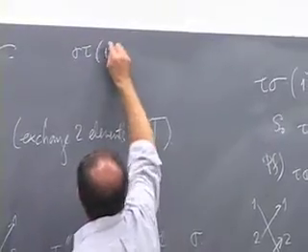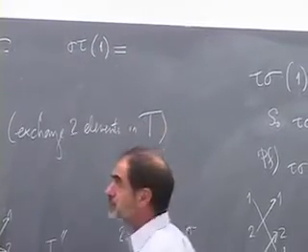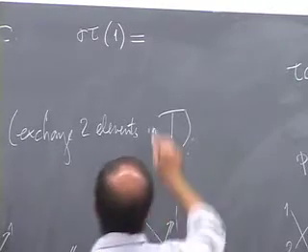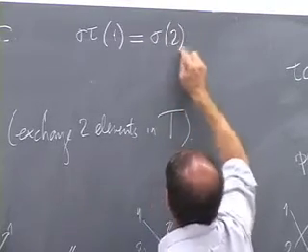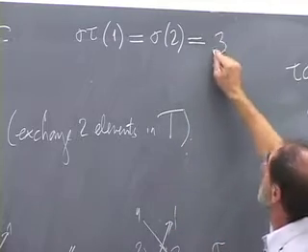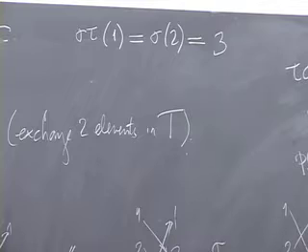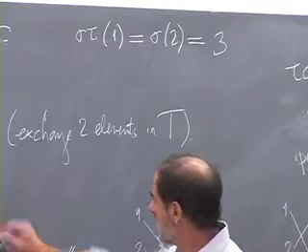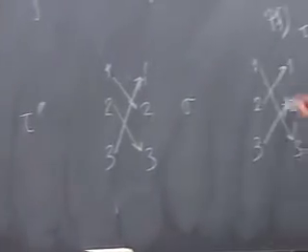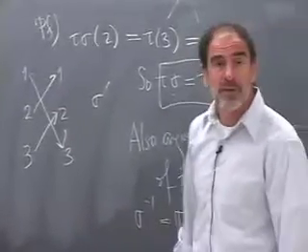Well, we'll compute sigma tau by computing it on 1. We start off with tau of 1 is 2. So this is sigma of 2. And sigma of 2 is 3. So sigma tau of 1 is 3. Interesting. So there are 2 possibilities for it. It could be tau double prime, or it could be sigma prime. We're again down to 2 possibilities.